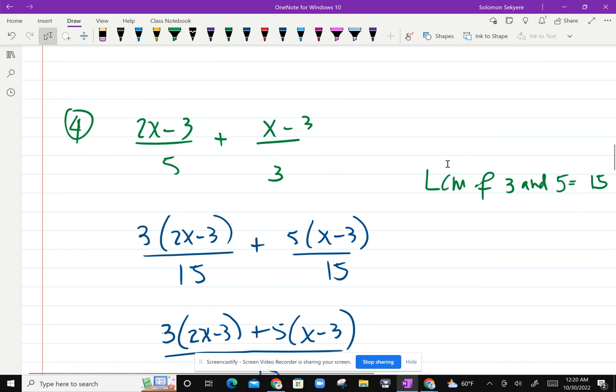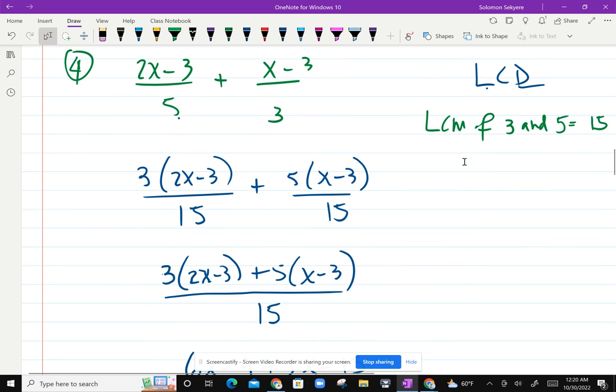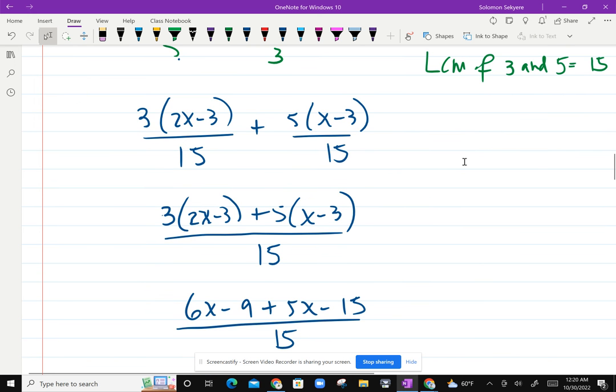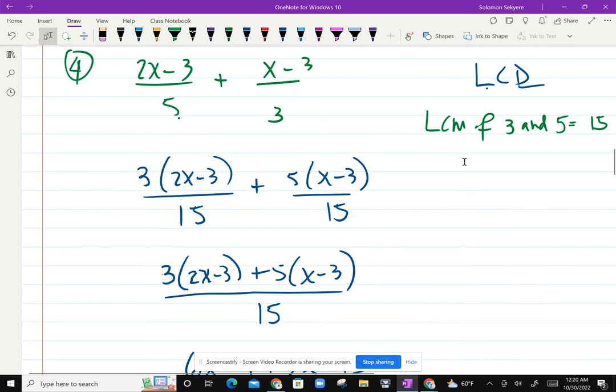What about this number 4 here? Again, you have fractions. Anytime you have a fraction in it and you want to get rid of it, what comes to mind? LCM or LCD, least common denominator. The LCM of 3 and 5 is 15. We are going to use that to combine it.